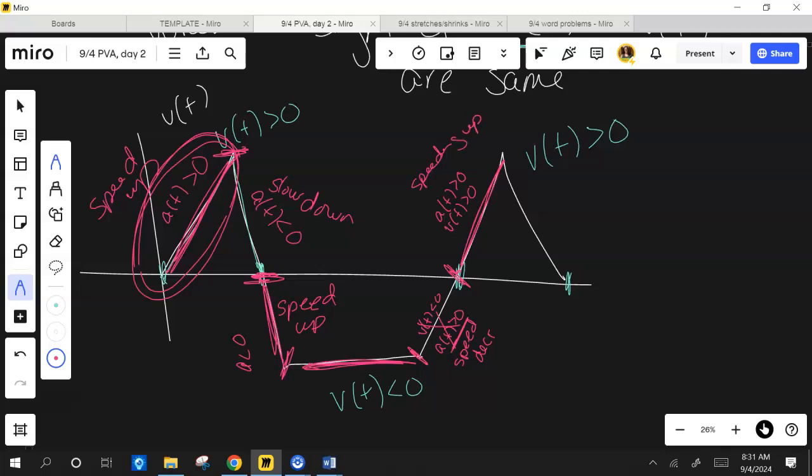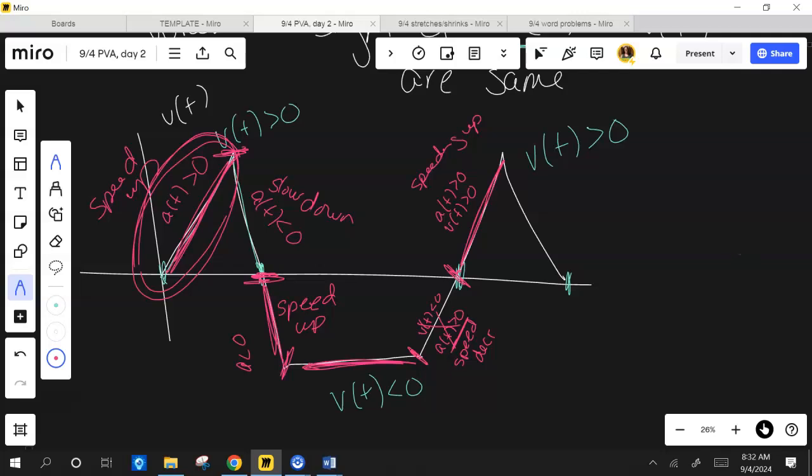Depends on the graph you're looking at. Right now I'm looking at a graph of velocity, so yes. But I could use this same thought process, and we will, if I have a position graph and I have to look at the slope for velocity, and then I have to think about the rate that the slope is changing for the acceleration, which starts to get a little bit harder, but we'll get there.